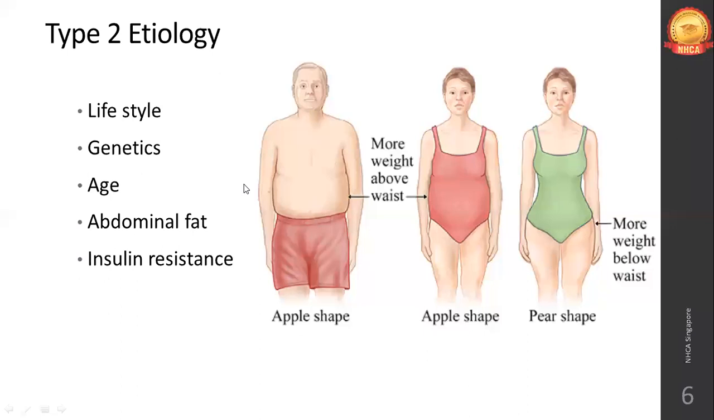Then abdominal fat. People who have a higher waist to hip ratio, which means your waistline is much more than your hip line, an apple-shaped body, have a higher chance of developing type 2 diabetes. A pear-shaped body, in which the waist is less and the hip line is wide, has a lower risk of cardiovascular diseases and diabetes mellitus. Those who have an apple-shaped body have a higher risk.